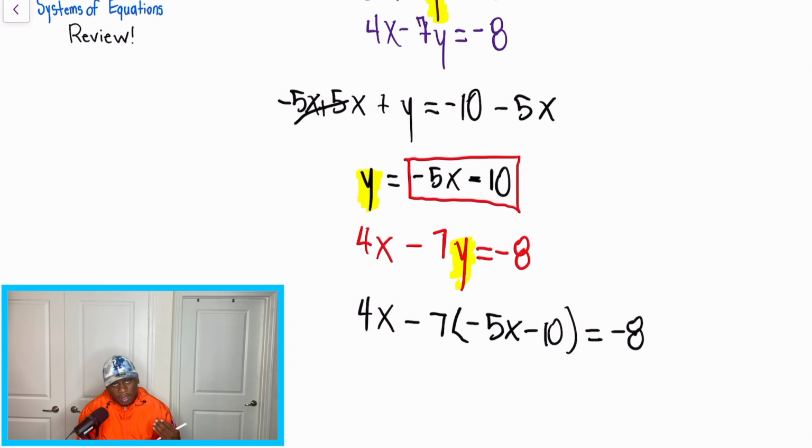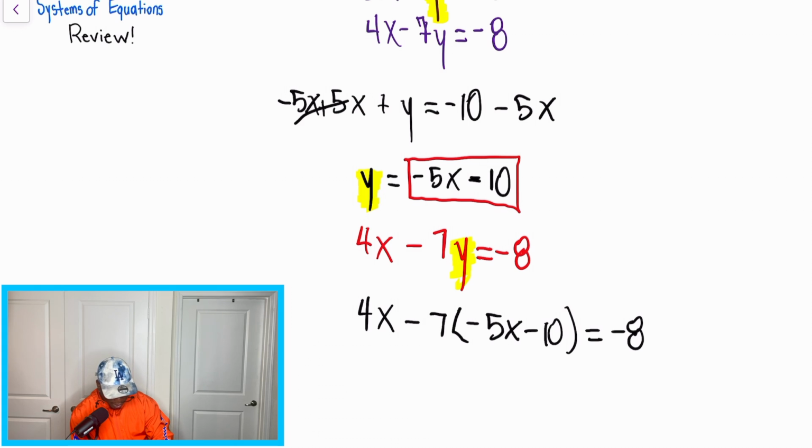So we set up the equation. Now we want to solve. To do that, the very first thing we have to do is understand that we have to distribute. And if you need help with the distributive property, check our Tuesday video, our previous video this week. We talk about the distributive property. I'll link that video below.